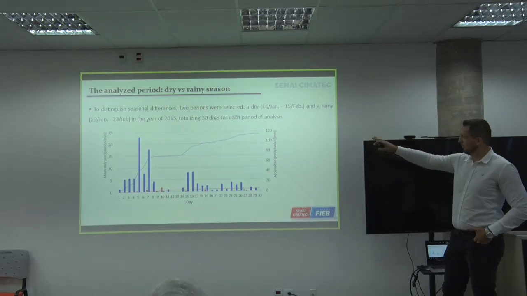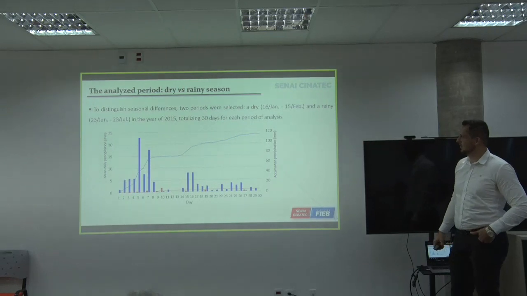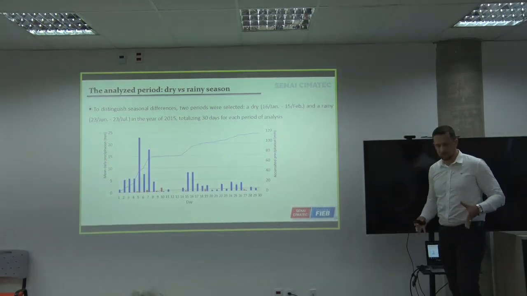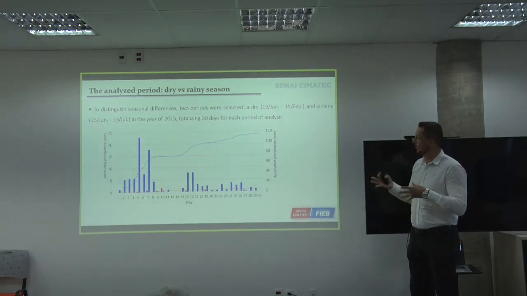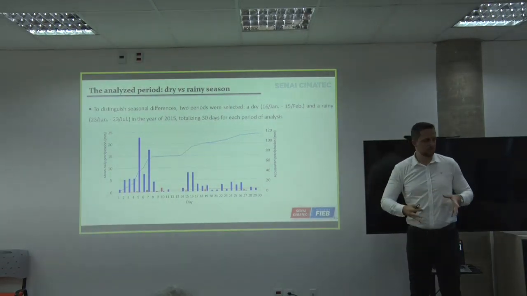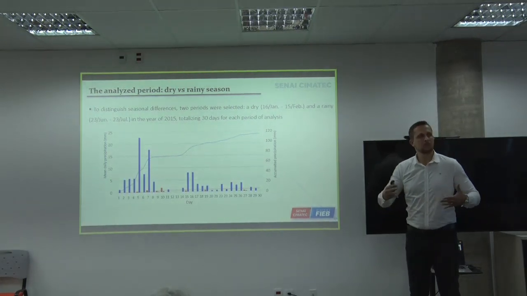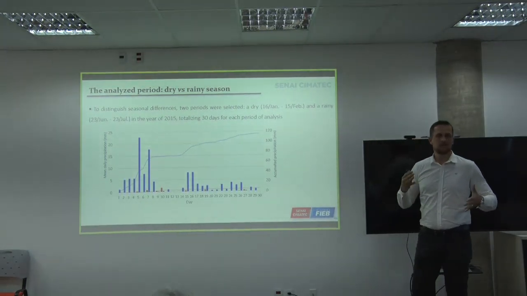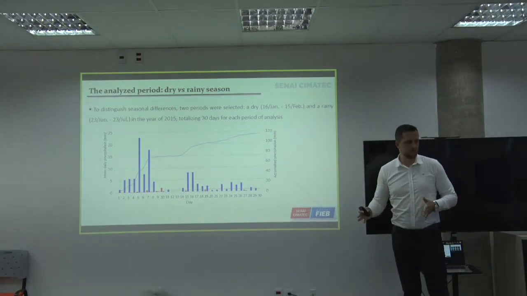We have separated two periods for the modeling, a dry and a rainy season. Here in Salvador we have very well-defined periods. We have a dry season that goes from November to March, something like that. And the rainy season goes from April to September, okay?